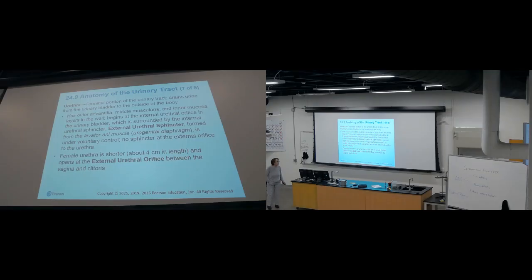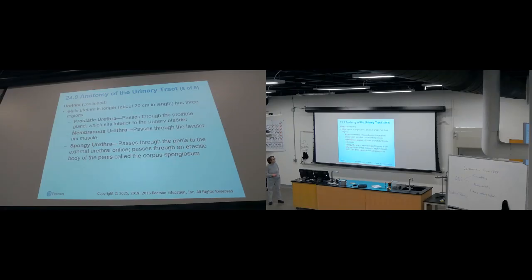Now, in females, the urethra is short, 4 centimeters in length, almost 2 inches, and opens into the external urethral orifice between the vagina and the clitoris. In males, it's long, 20 centimeters in length, and it has 3 portions.